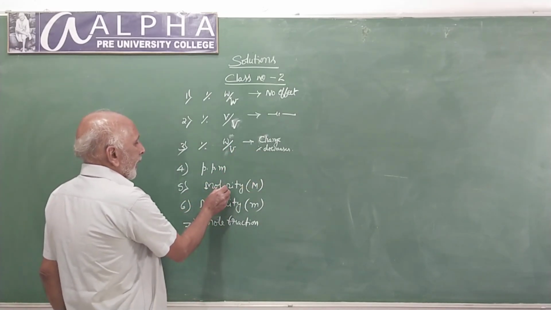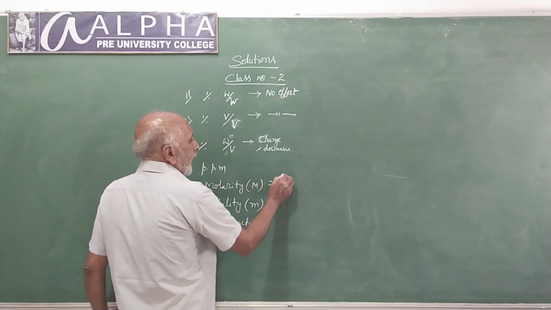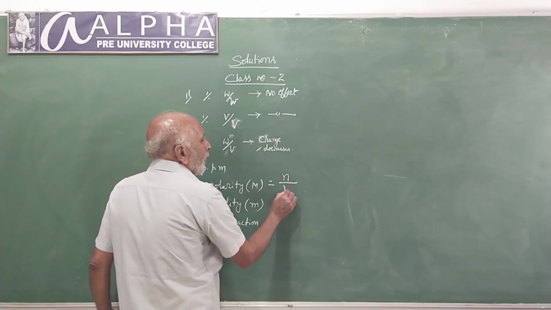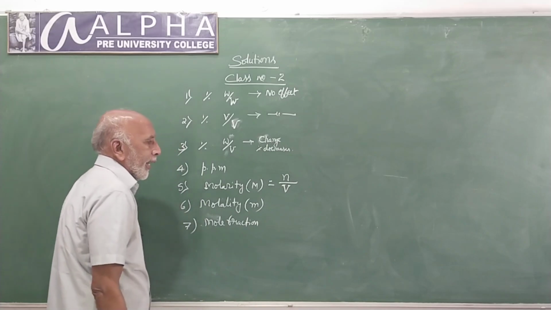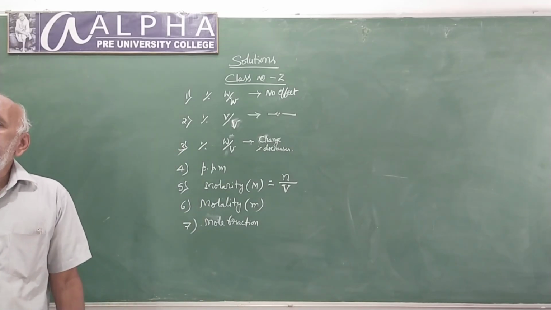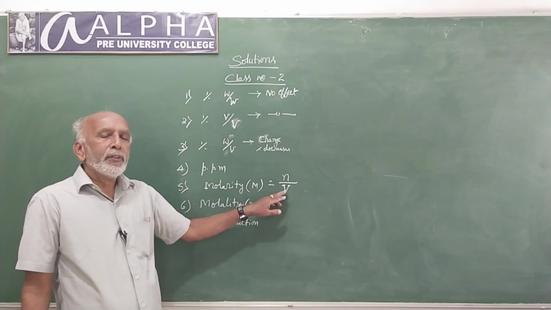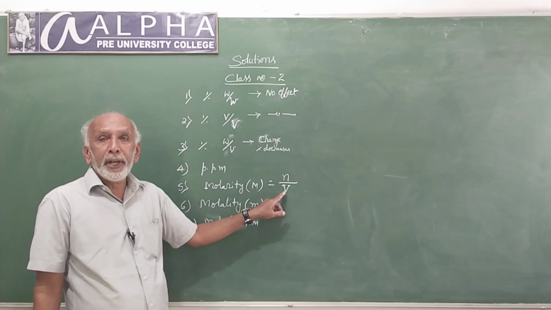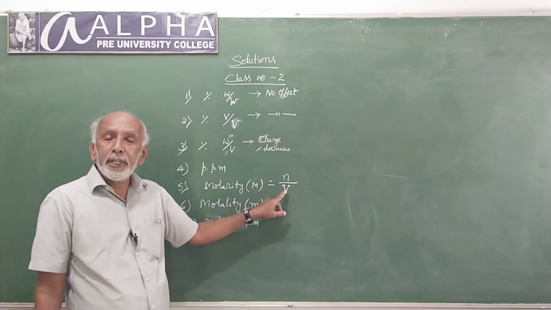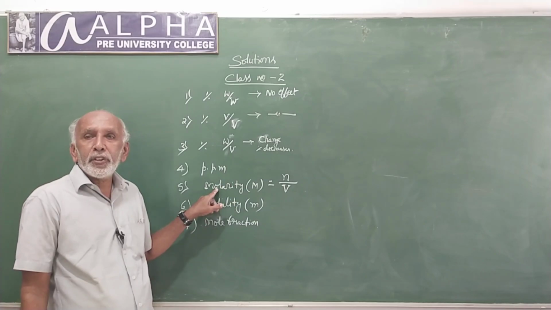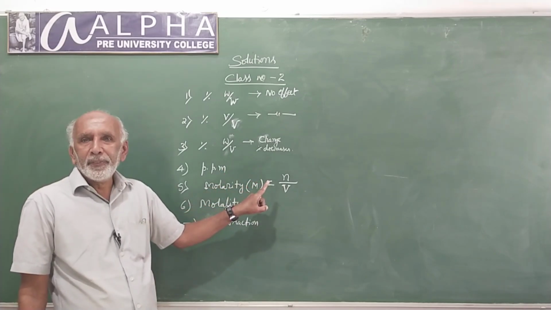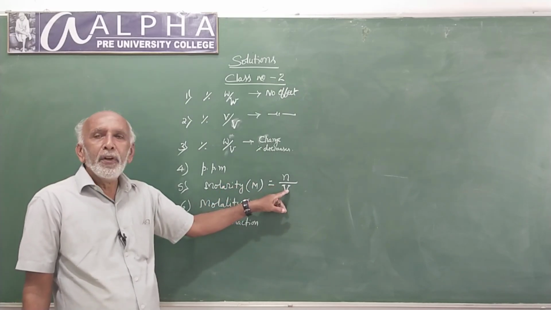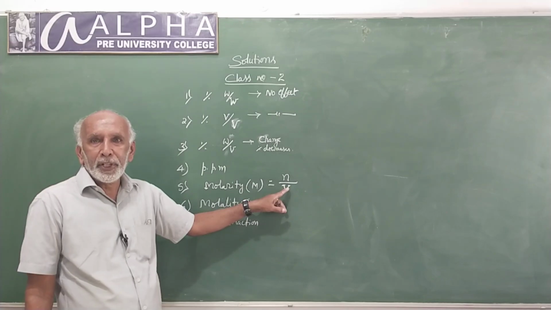Next, molarity. Molarity is the number of moles of solute divided by the volume of solution in liter. So here it contains a volume term. So on rising or changing the temperature, the molarity of solution will also change. On rising the temperature, molarity decreases because of the increase of volume, which is in the denominator of this expression.